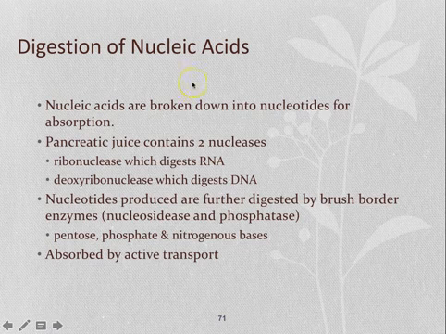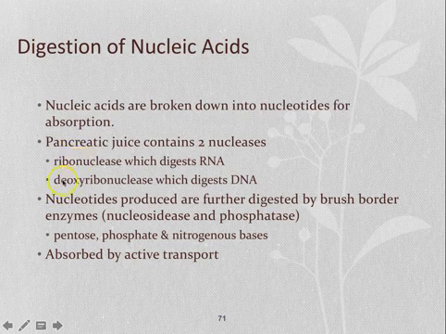All right, we're going to continue our breakdown of nucleic acids. Remember, pancreatic juice contains two of these nucleases, ribonuclease and deoxyribonuclease. We have further digestion by these brush border enzymes, nucleosidase and phosphatase, and these break it down to the pentose sugar, the phosphate, and nitrogenous bases. So it breaks down the DNA and RNA into its constituent components. And then these things are simply absorbed by active transport.